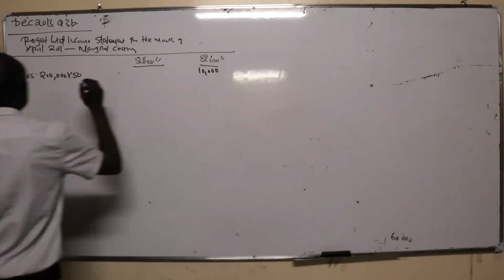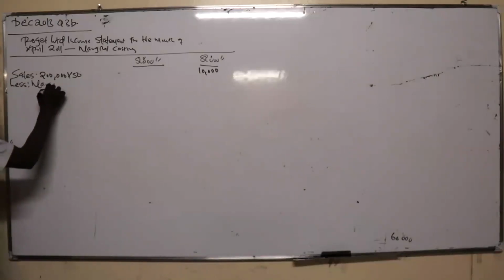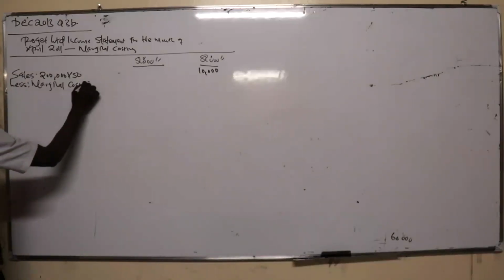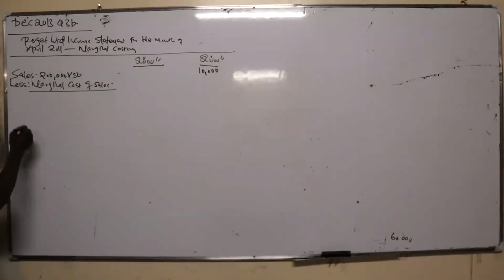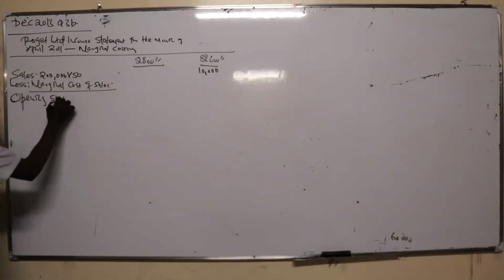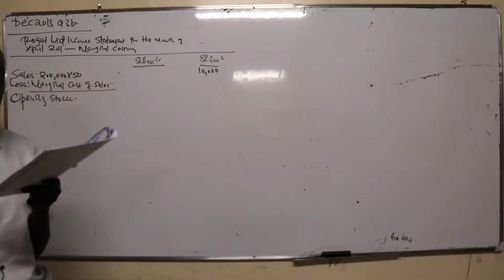And then you less marginal cost of sales. So you start with the opening stock. Some questions give the opening stock units. In our question, the opening stock was not there. Supposing it was there, you'll be given the opening stock units, and you'll value them using the marginal production cost per unit. So that is variable production cost.